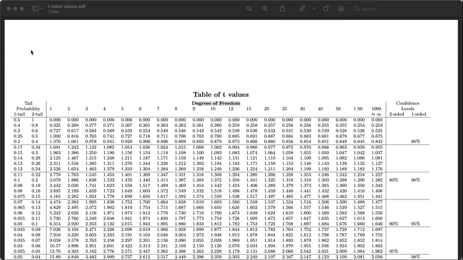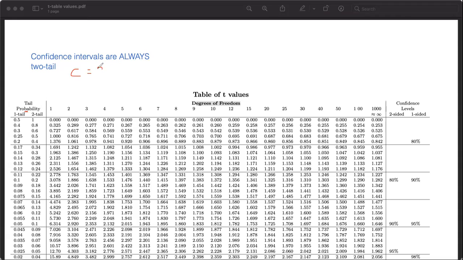Whenever you're dealing with confidence intervals in the T table, you're always going to be looking in this column right here, always. What do they mean by the probability here? That's the level of confidence, whether it's 90%, 95%, whatever it is.